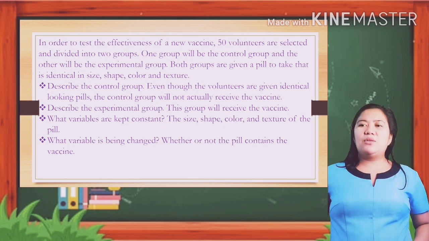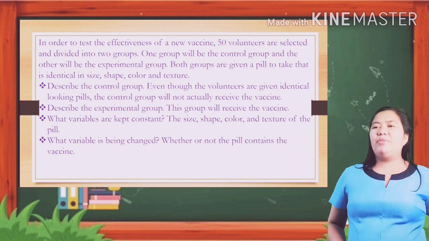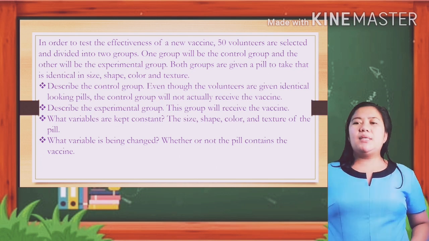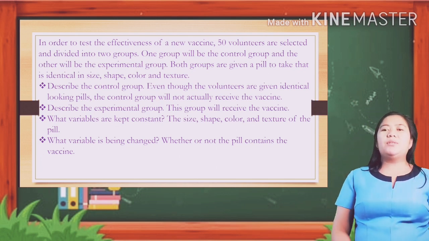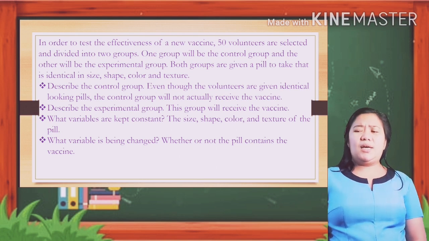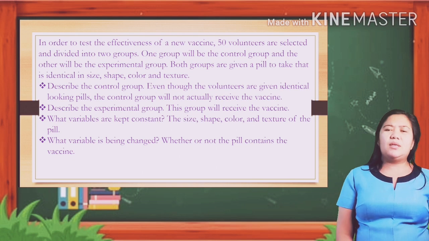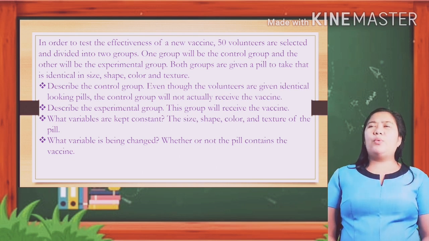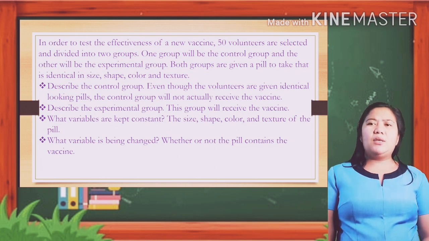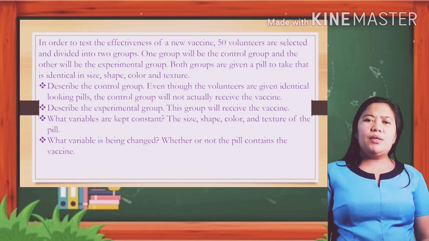What variables are kept constant? Both of the groups have the same size, shape, color, and texture of the pill. Next, what variable is being changed? Whether or not the pill contains the vaccine. So the control group is very, very important in research. Likewise, in the scientific method, because this control group will be your point of comparison in your experimental setup. As long as you have the control group, you will have the basis for analyzing your data. Without the control group, you will not have any point of comparison.